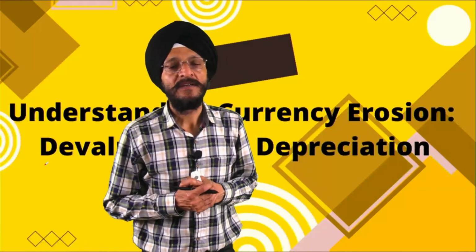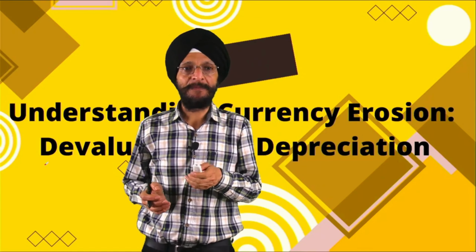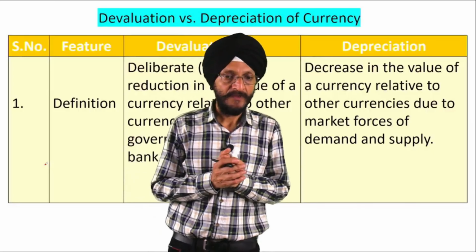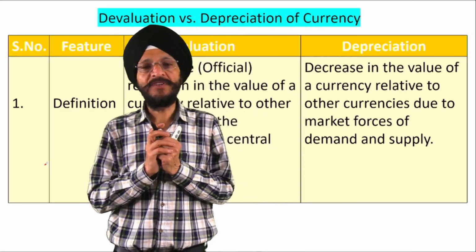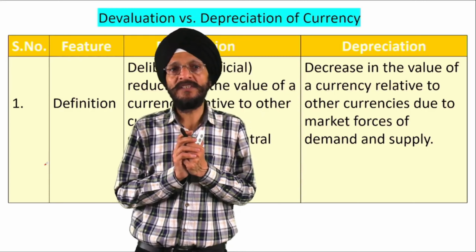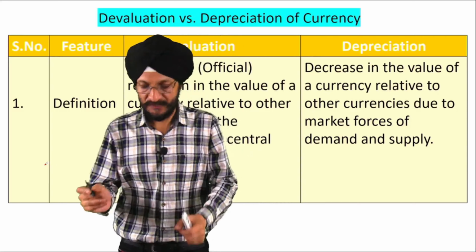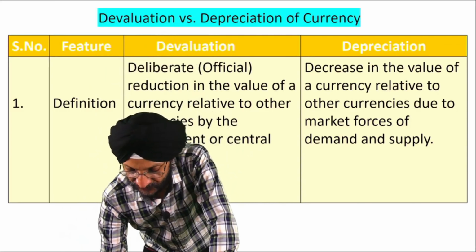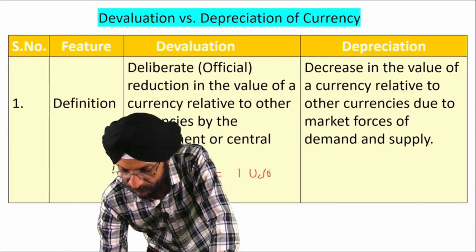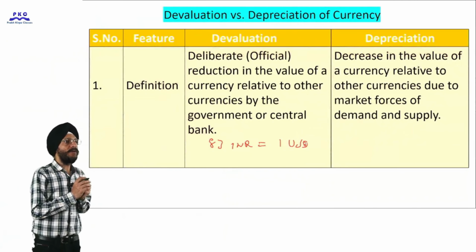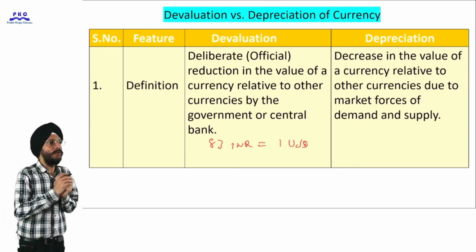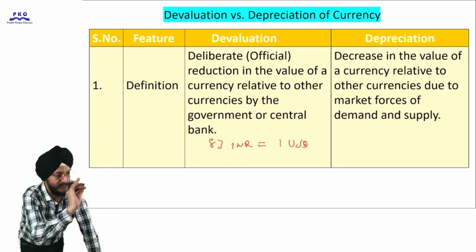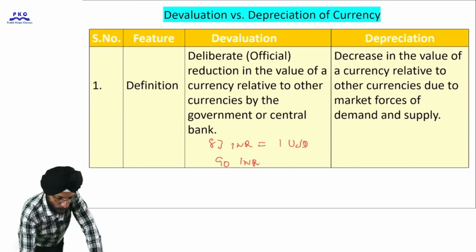Now the topic before us is understanding currency erosion, devaluation versus depreciation. The first difference we will understand is on the point of definition. Devaluation is the deliberate or official reduction in the value of a currency relative to other currencies by the government or central bank. What does it mean? We are living in India and approximately 83 Indian rupees are equal to 1 US dollar. If the government or the central bank of India decides to reduce the value of the Indian currency, then it is devaluation. Suppose it decides that from now onwards 90 Indian rupees will be equal to 1 US dollar.